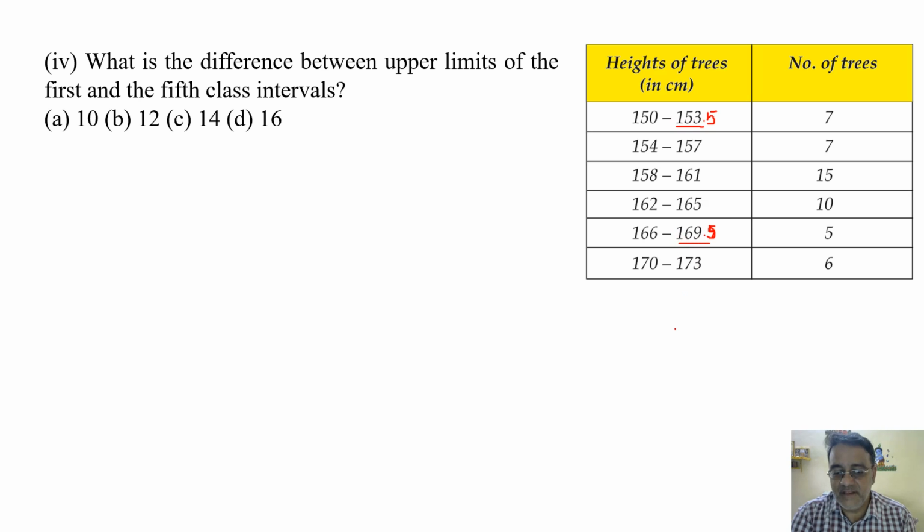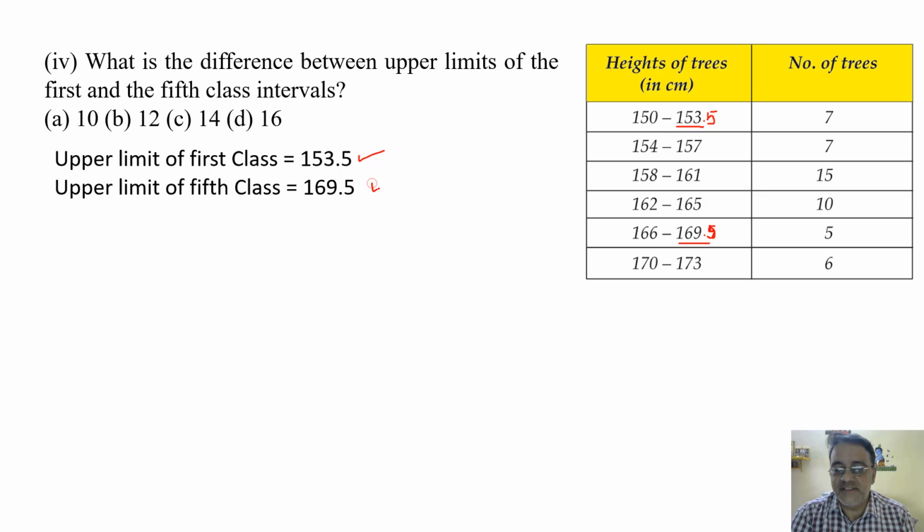ओके, राइट. तो इन दोनों का डिफरेंस निकालना है. सो अपर लिमिट ऑफ फर्स्ट क्लास इज 153.5, fifth class is 169.5 and the difference is 16, right? And the correct option is option D.